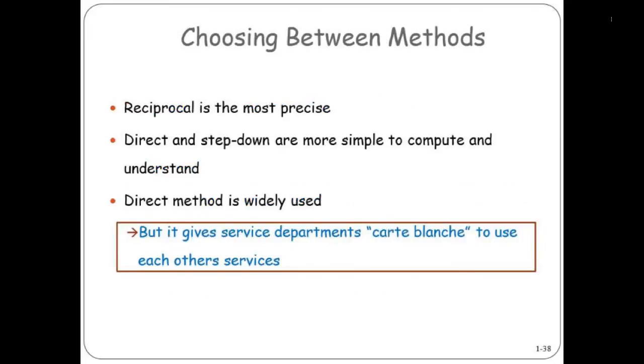So reciprocal is the most precise. Direct and stepwise are easier. And the reality is direct is used a lot because it's the easiest. But that's the challenge. It gives carte blanche. You know what carte blanche means? You don't have to pay. They get free use of each other's resources if you use the direct method.